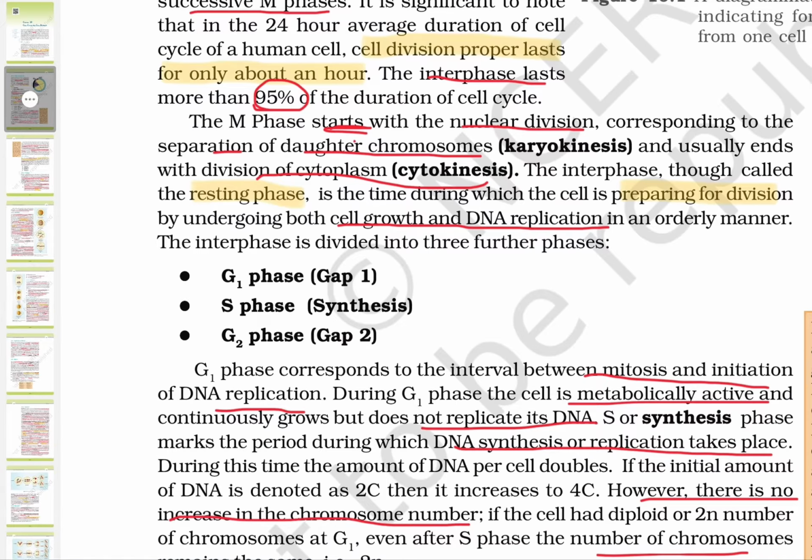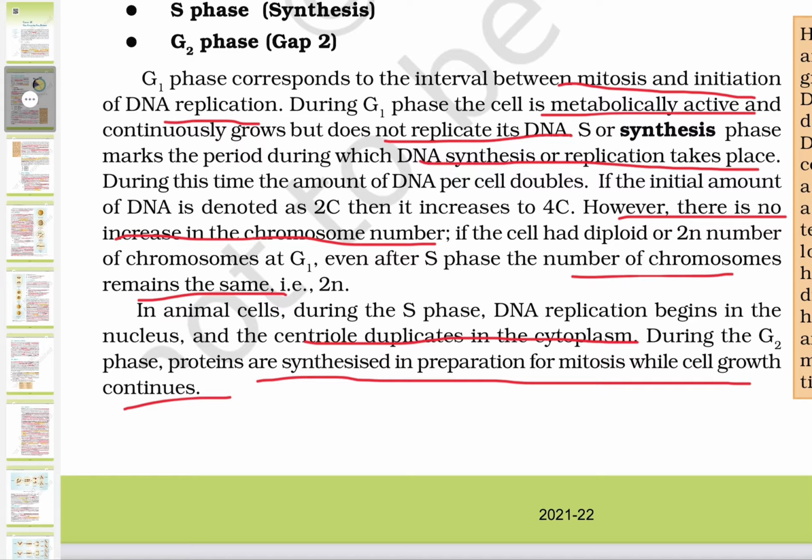The G1 phase corresponds to the interval between mitosis and initiation of DNA replication, and it is metabolically active; the cell continuously grows, but it does not replicate its DNA. DNA replication happens in the synthesis phase, and there is no increase in the chromosome number. When we talk about DNA synthesis, only the DNA amount doubles and not the chromosome number. The chromosome number remains the same. That's an important point. And in S phase we also have the centriole duplication which occurs in the cytoplasm.